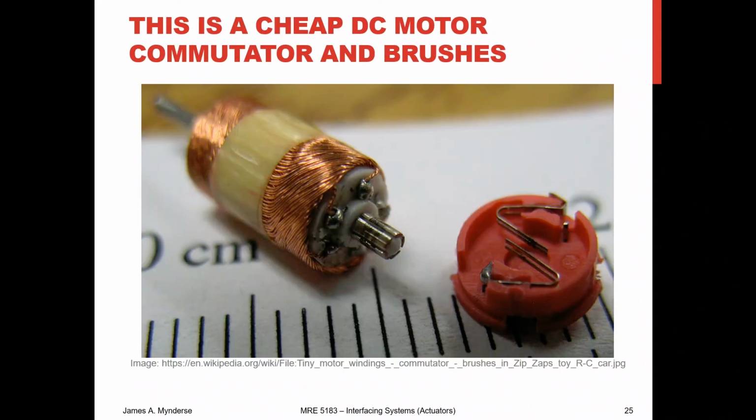So again, here's a nice picture of a cheap one. You can see that this one has relatively few contact spots, and it's got brushes that are just bent pieces of metal here, and so you would expect that to be a failure point. Okay, so that is basic pictures of the construction. I'm going to stop the video here, and then the next video is going to pick up with operation.